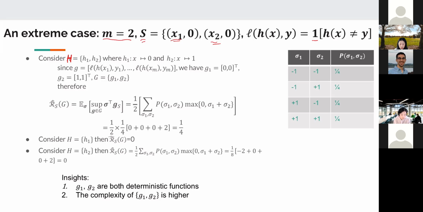Both H1 and H2 are deterministic. No matter what the input is, I'm always going to output 0 from H1 and 1 from H2. So those are deterministic hypotheses.